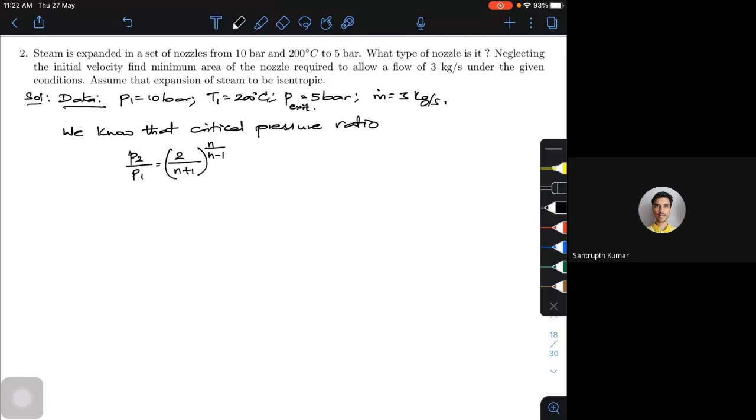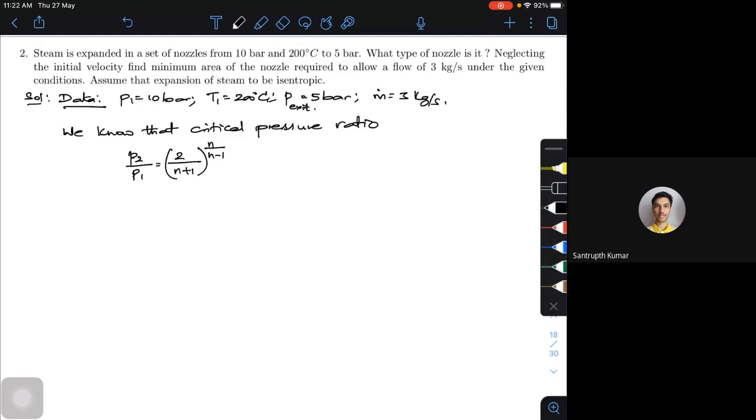Now, to see what type of steam it is, go to your steam tables, maybe the ASME steam tables or whatever it may be, and check for 10 bar what the saturation temperature is. Go to the pressure-based table. At 10 bar, the saturation temperature is around 180 degrees Celsius. That means it is a superheated condition.